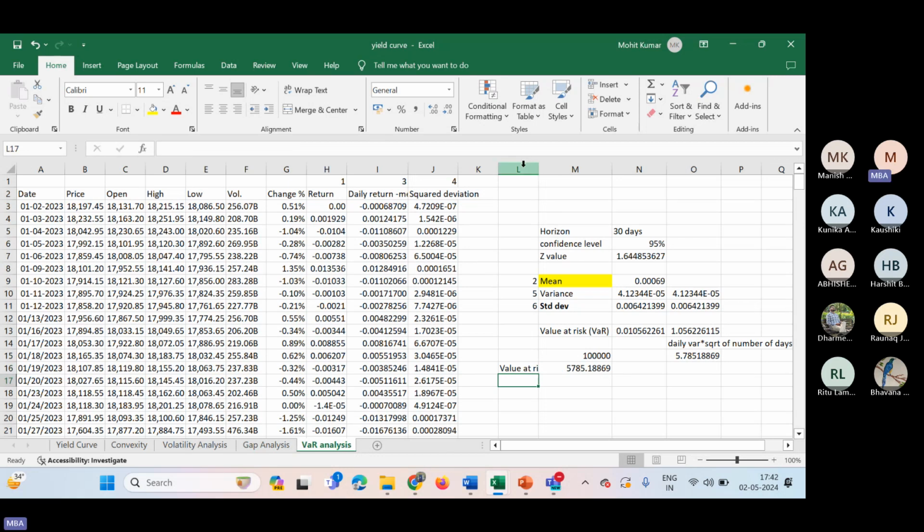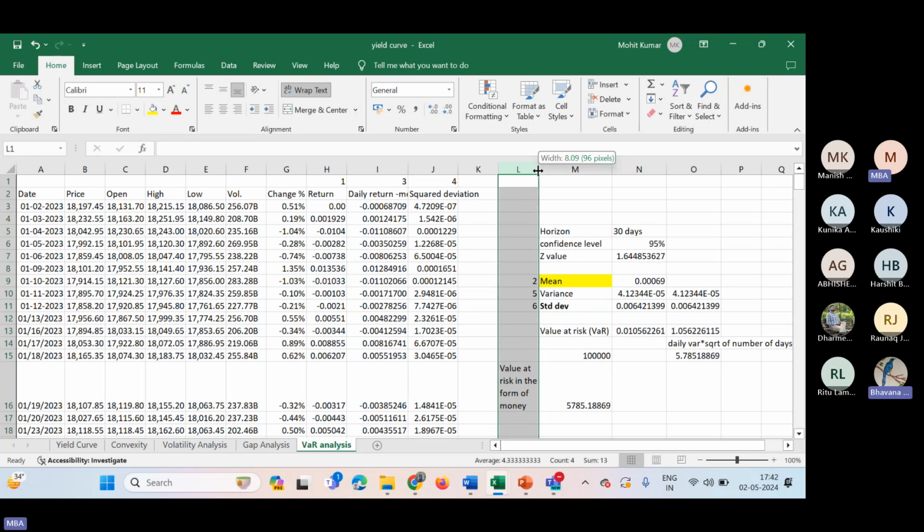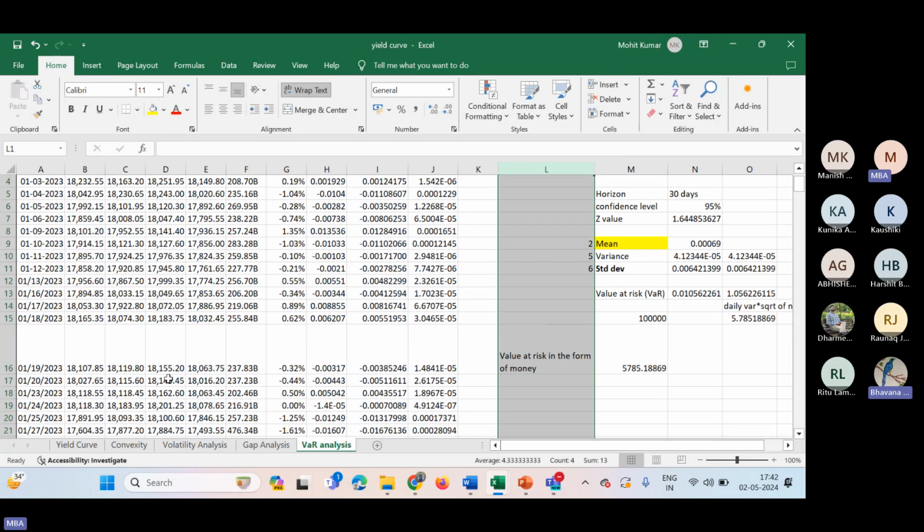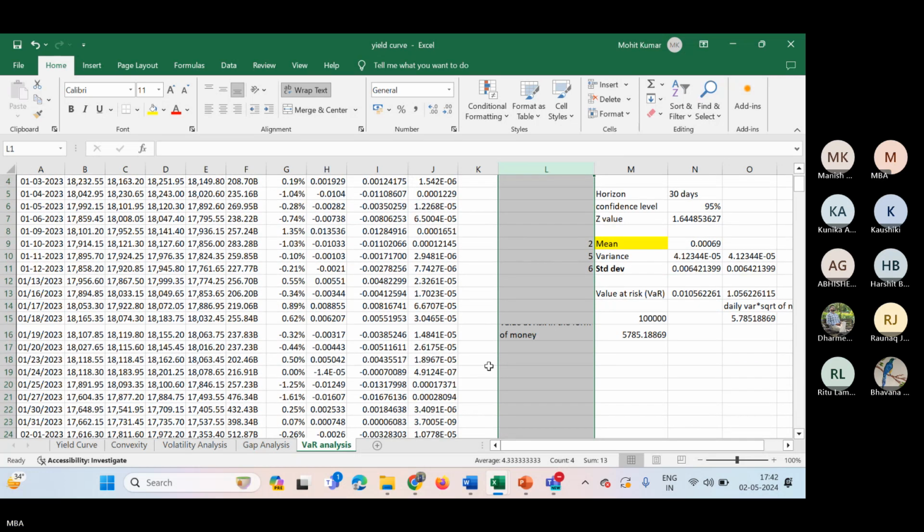Or you can do this like this, wrap text. Okay, this would be your maximum loss. It made it look a bit ugly. Okay, then leave it.